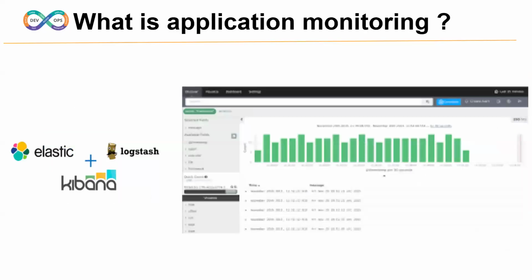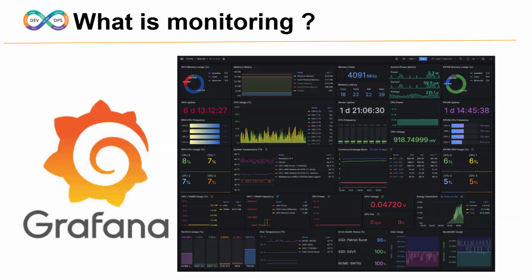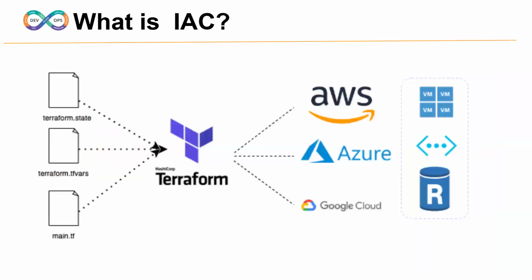And we are going to be learning ELK: Elasticsearch, Logstash, Kibana. With the help of ELK, we can monitor our application, whether the application is working or not. And we are going to be learning Grafana and Prometheus, so we can monitor our applications, how exactly the performance of our servers is, and so on.